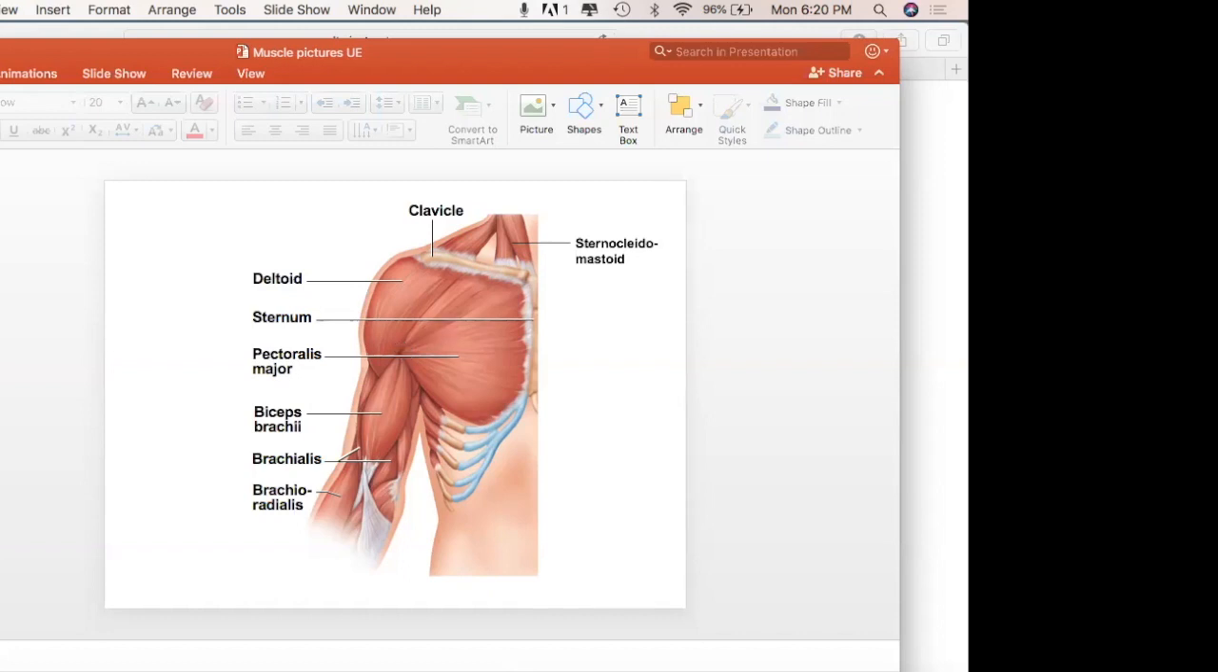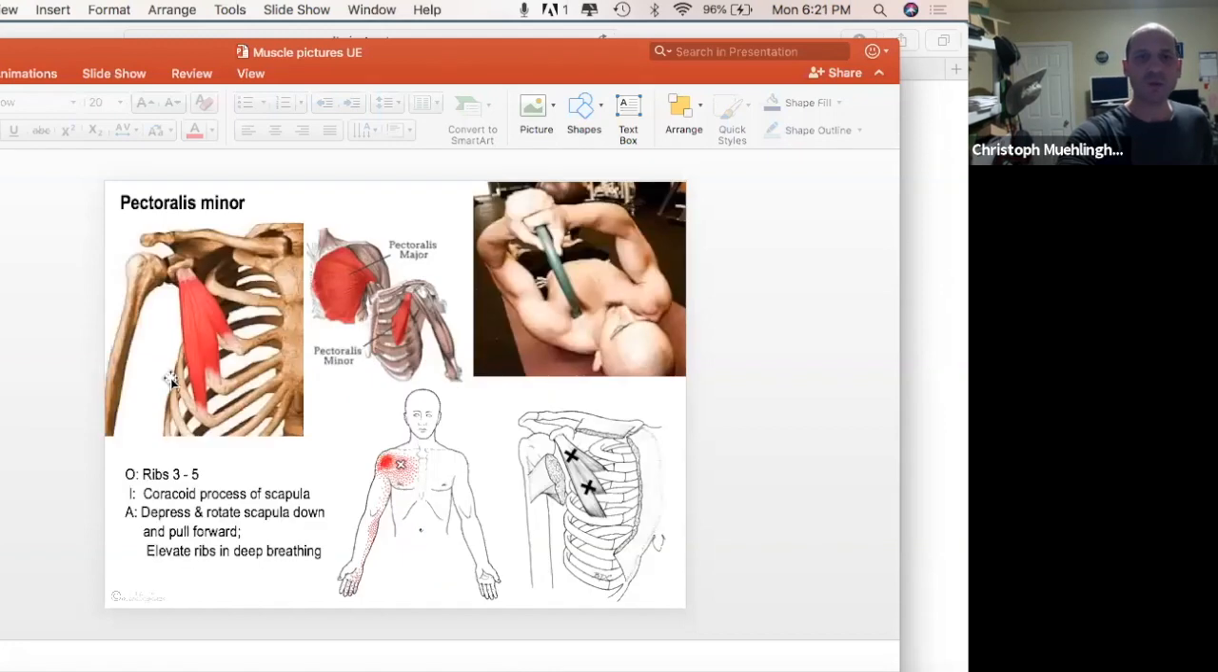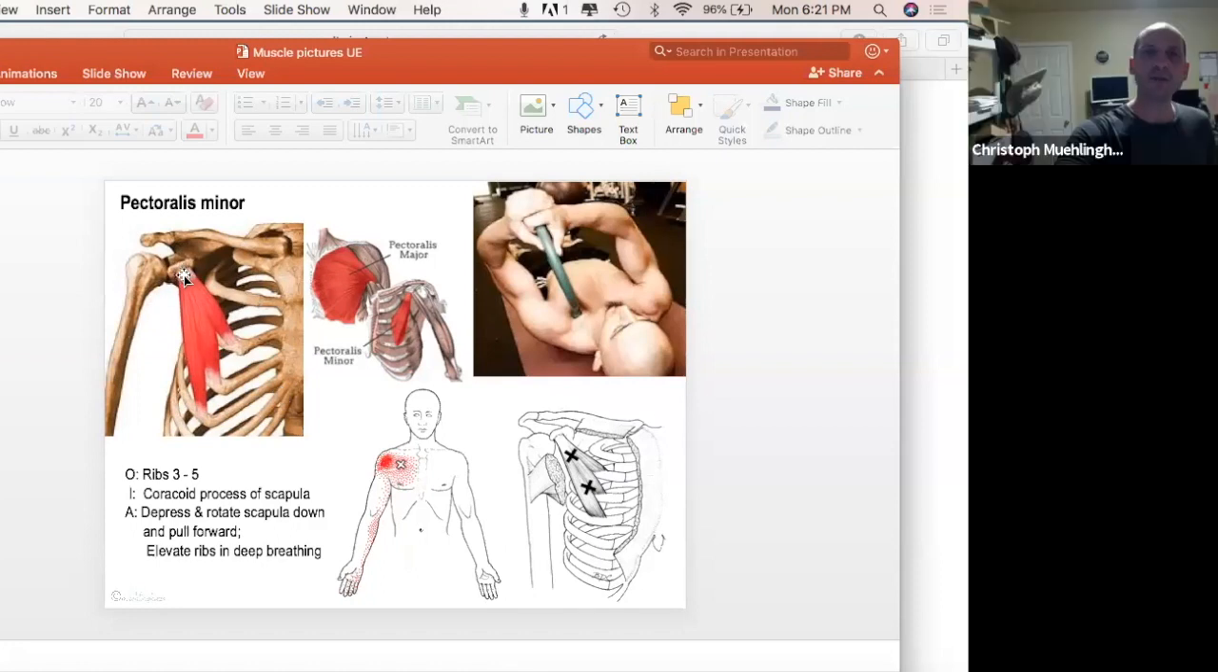Underneath that is the pec minor. The name is a little deceptive, because the pec minor is attached here at the coracoid process and it reaches into the ribs. So the major is attached here and goes into the arm. The minor is attached on the coracoid process underneath the major and reaches into the ribs, and works basically holding the scapula down. Depress and rotate the shoulder blade down and pull it forward.